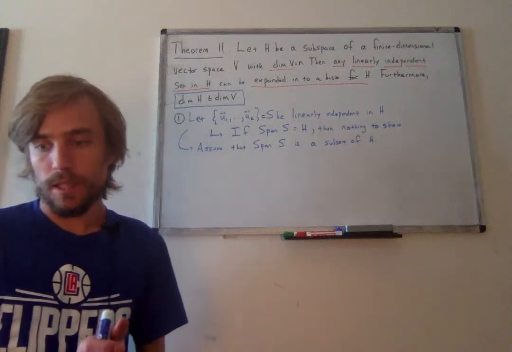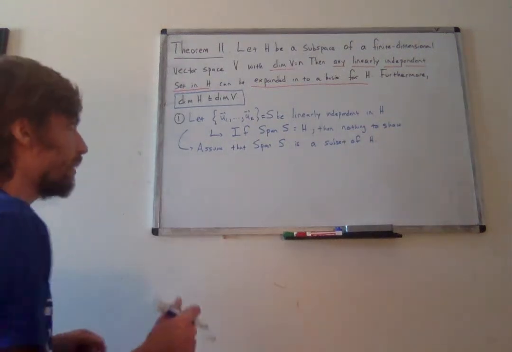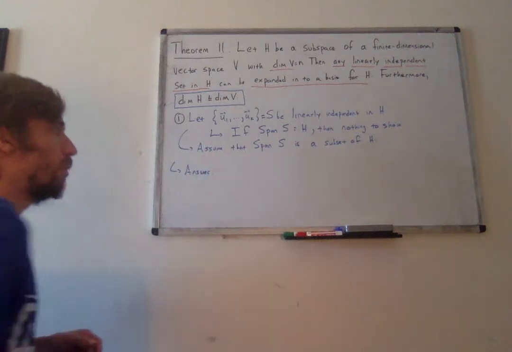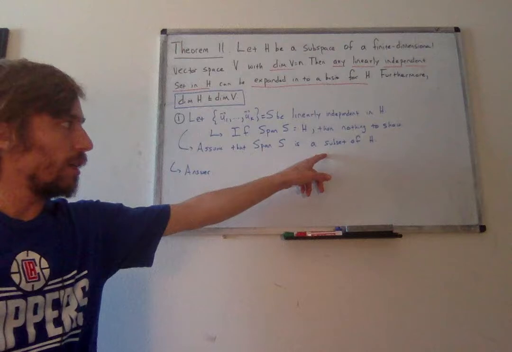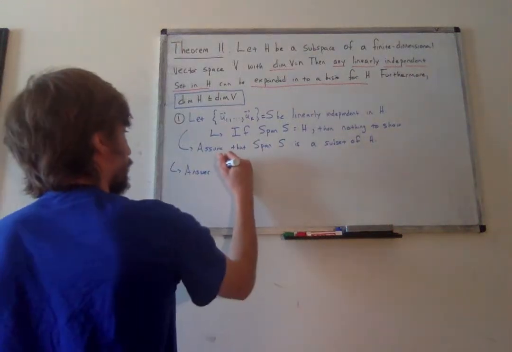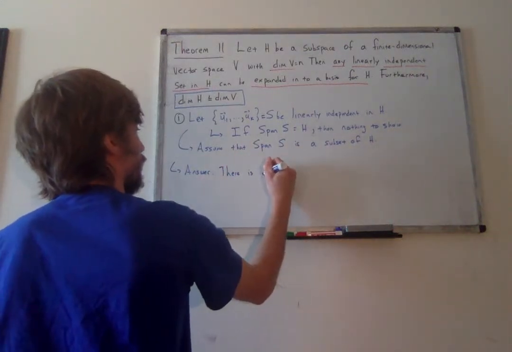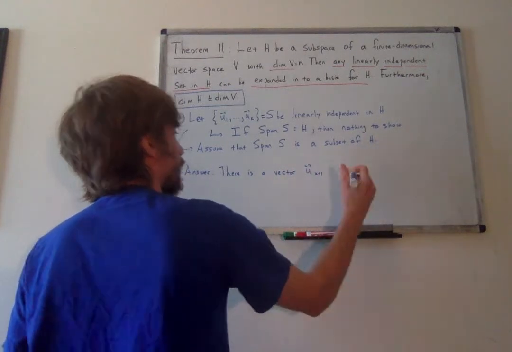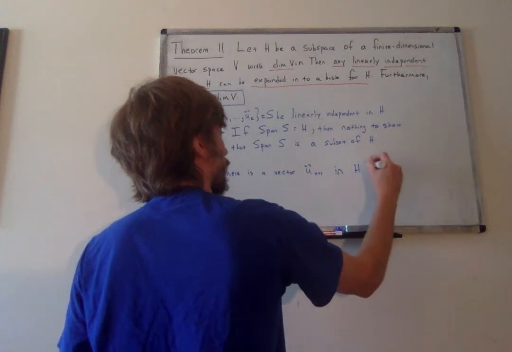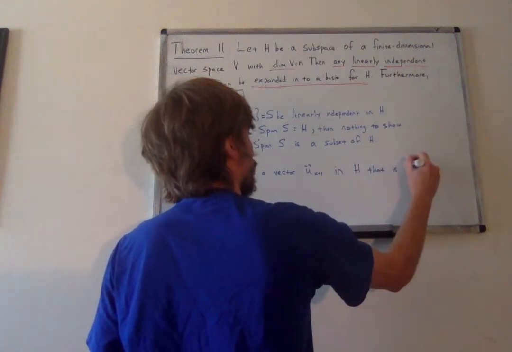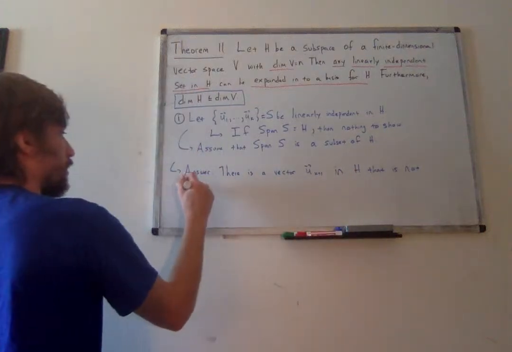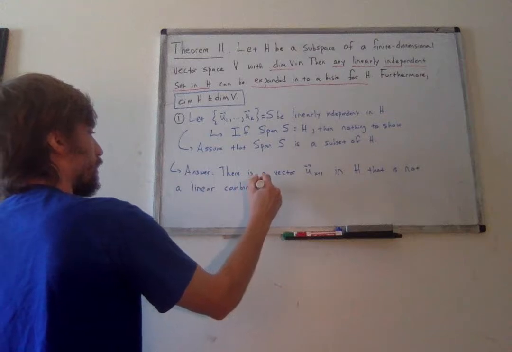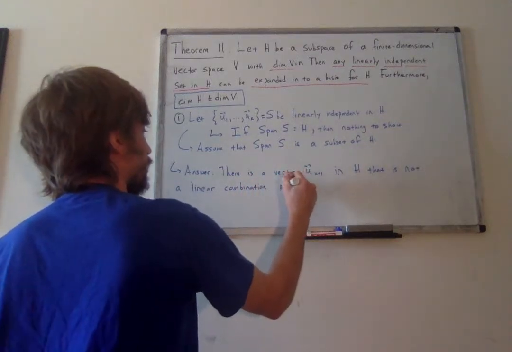And so this is the answer to number 1 now. Because the span of S is not equal to H, there is a vector in H, and for convenience we'll just call this vector u sub k plus 1, in H that is not a linear combination of the vectors in S.